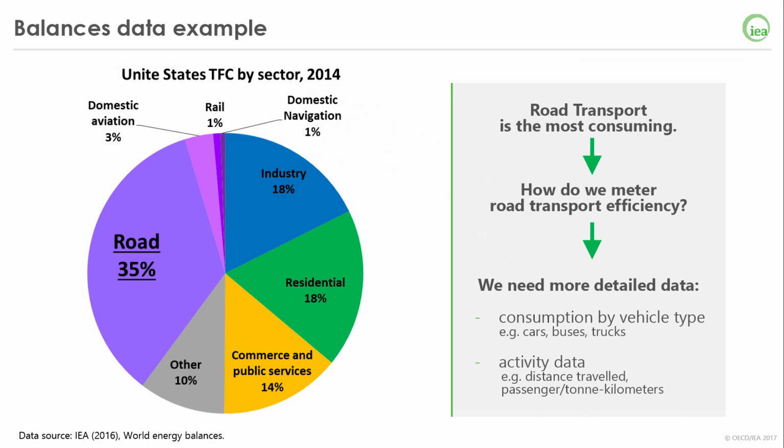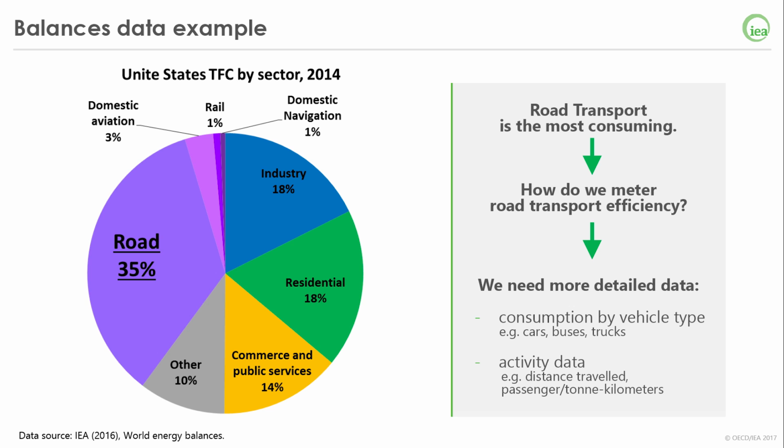But let's see an example using energy balances data. The pie chart here is showing the United States total final consumption by sector in 2014. We can easily see that the road transportation sector, representing 35% of total final consumption, is the most consuming in the US. So it is probably also a sector that brings a high potential in terms of savings from efficiency improvements. But how do we study energy efficiency improvements in the road transport sector?